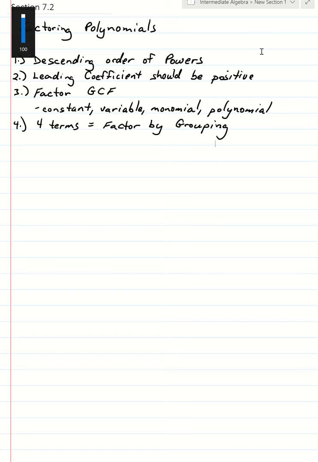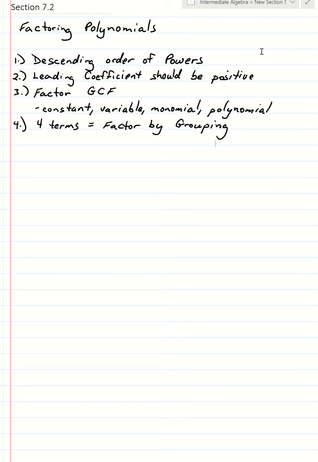Okay, welcome back. We are going to continue Chapter 7, continue our factoring of polynomials. And let's just review what we've done so far. I've listed out here the steps for us. Whenever you are factoring any polynomials, it is strongly recommended that you go through these steps one at a time to make sure that you have your fully factored form of a polynomial.